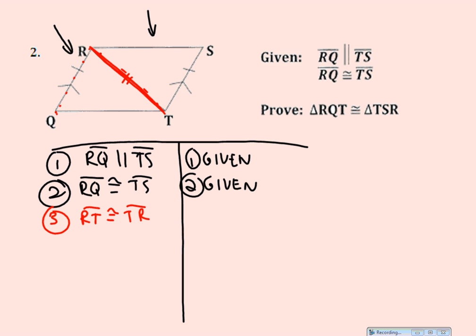QRT is this triangle. But if I go in this order, I need to go STR to make it corresponding. So that's why I'm going to go that way, because I want triangle RQT to be triangle TSR. If you look at what you're trying to prove, what's in the different locations? Well, R here matches up with T here. So they're talking about this point here and this point here.